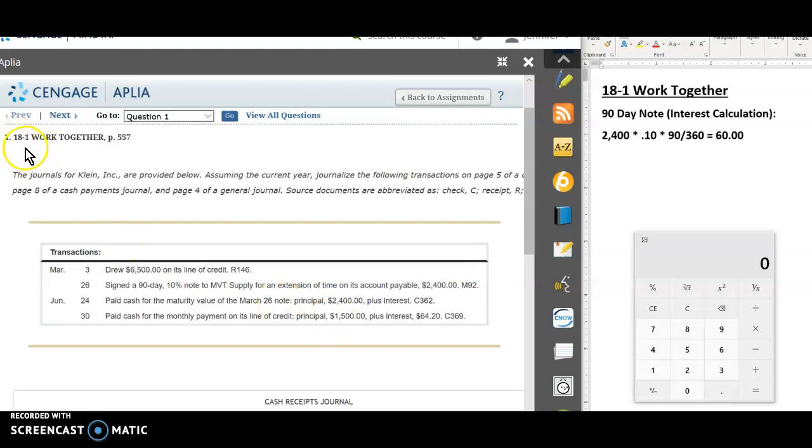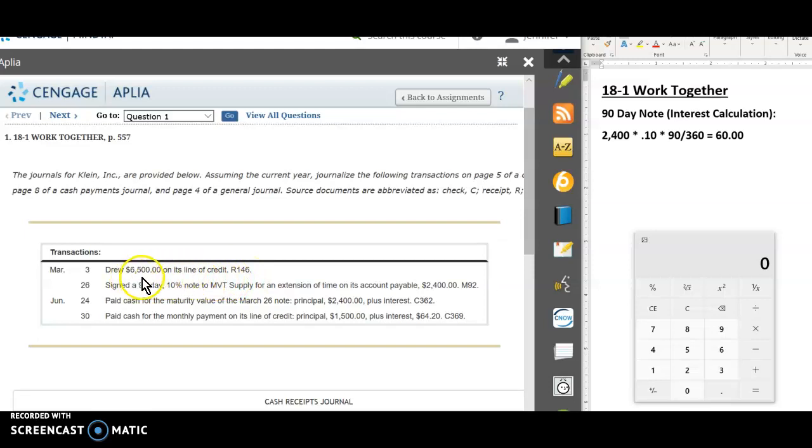All right, 18-1 Work Together is where we're starting. Our company name is Klein Incorporated. We've got a few journals down here that we're going to fill out, and we've got 4 transactions that we're going to deal with. First transaction, on March 3rd, we drew $6,500 on its line of credit, receipt number 146.